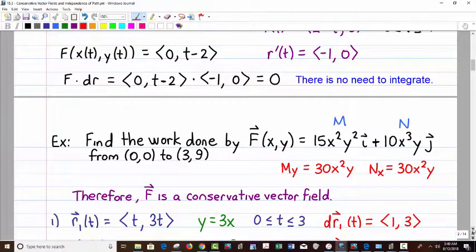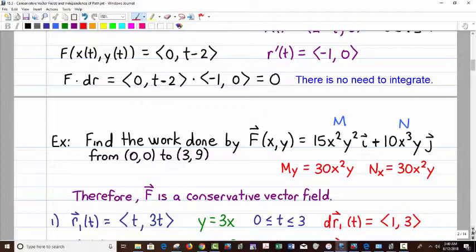We're going to find the work done by the vector field 15x squared y squared i plus 10x cubed y j. Now let's check to see that it's conservative.